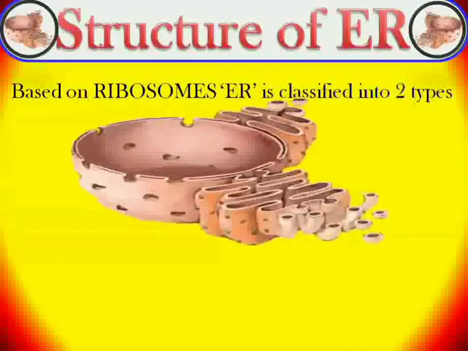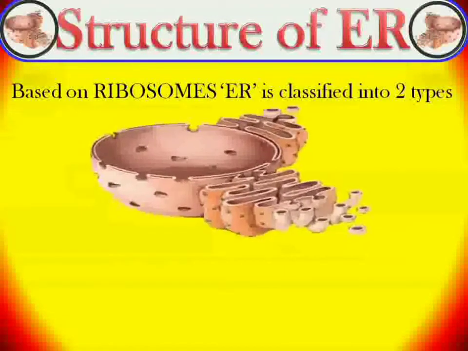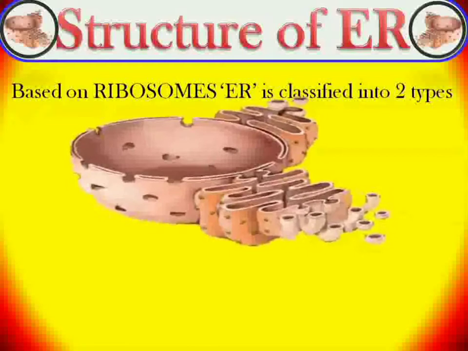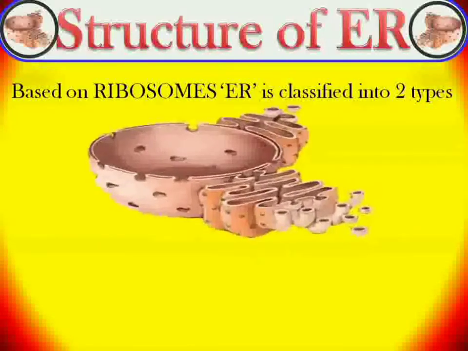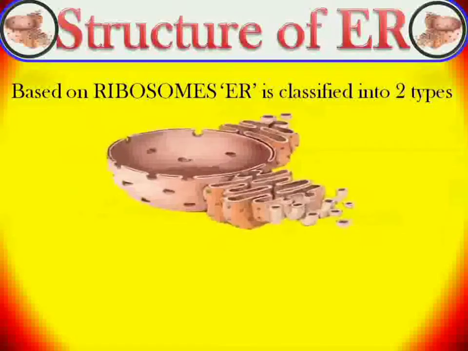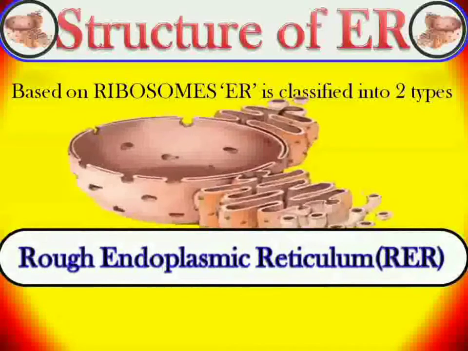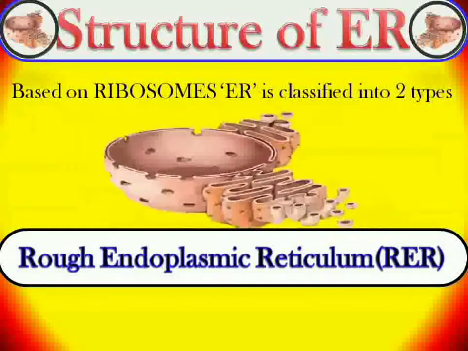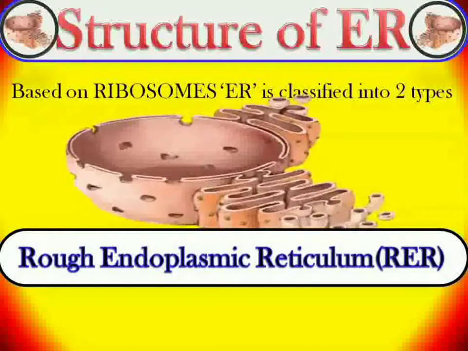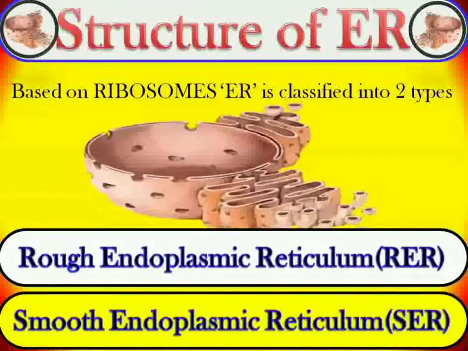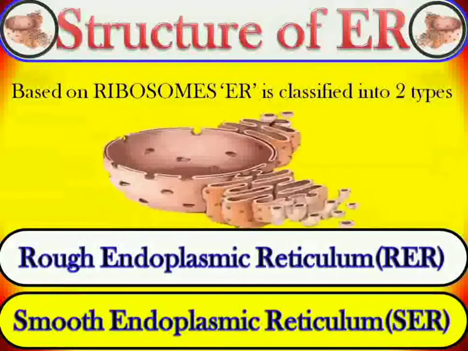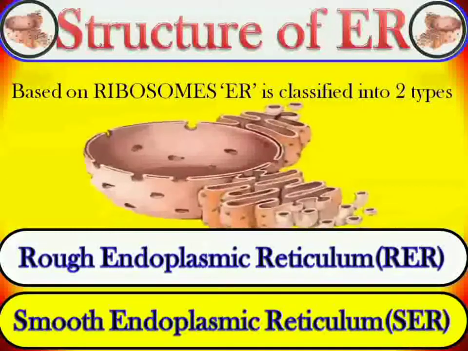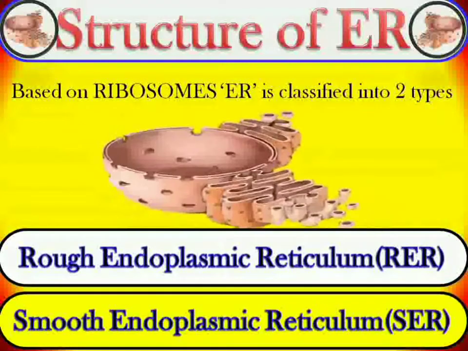Then based on ribosomes, endoplasmic reticulum is classified into two types. So now we will see according to ribosomes how the endoplasmic reticulum is classified. The first kind is rough endoplasmic reticulum. In short, we can call it RER. The second kind is smooth endoplasmic reticulum. In short, we can call it SER, smooth endoplasmic reticulum.